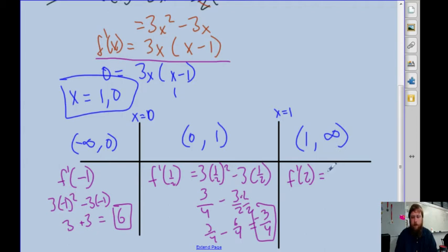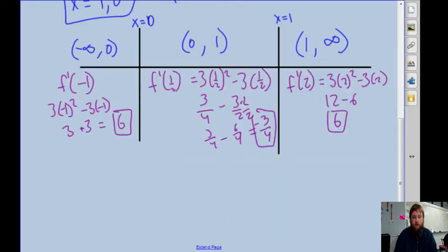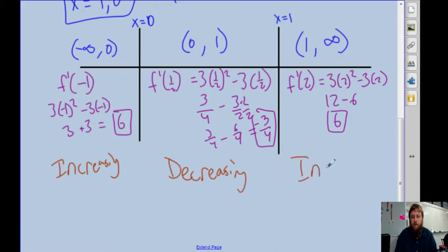All right, now if you plug in 2, I'm going to get 3 times 2 squared minus 3 times 2. So 2 squared is 4, 3 times 4 is 12, minus 6, which will be positive 6. So as you can see, using that one figure here, I have a positive derivative, so this is going to be increasing on this interval. Since this is negative, we're going to be decreasing. And since this is positive, we are going to be increasing. So for that problem, I just wanted to figure out where we're increasing and decreasing: this interval for increasing, this one for decreasing, and this one for increasing.